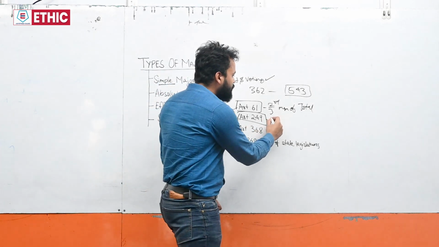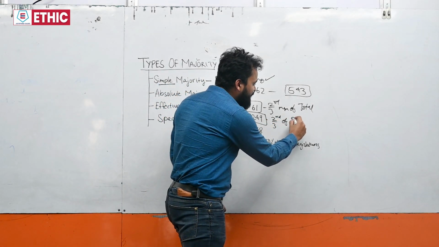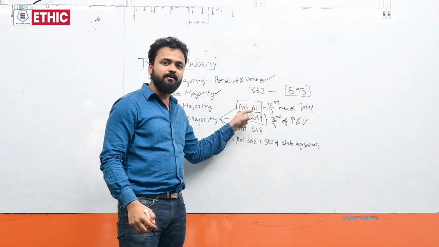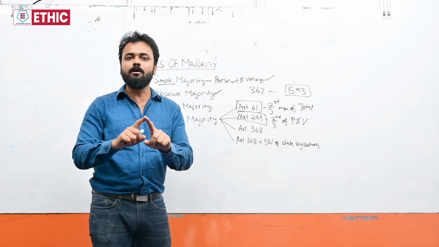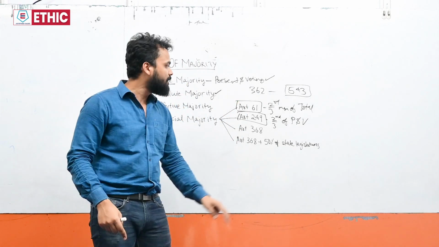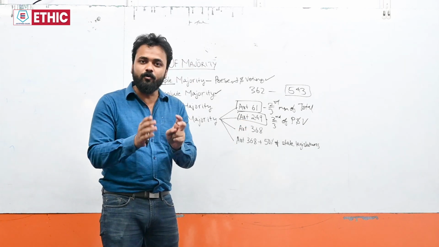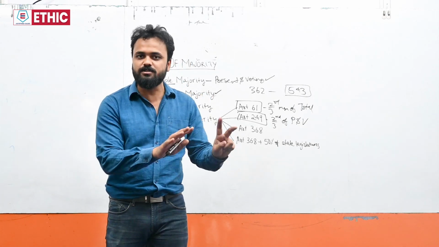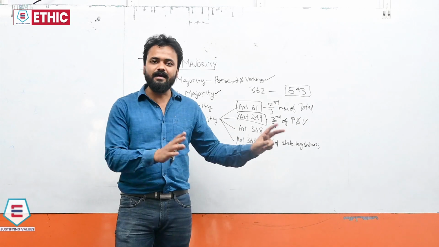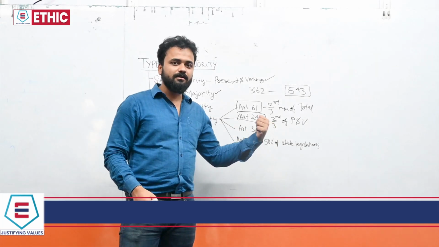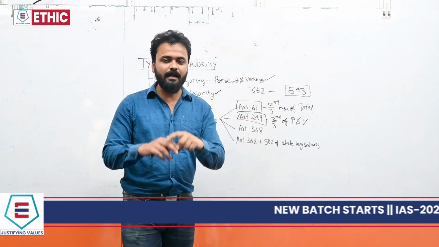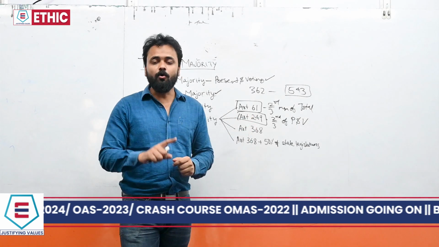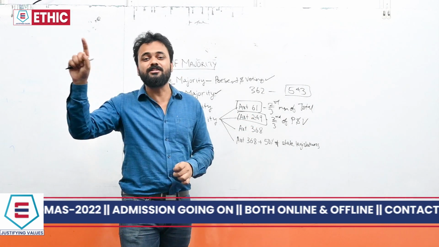249. This is the 2/3 of present and voting. So the basic difference between Article 61 and 249 is that Article 61 means 2/3 of total membership, 2/3 of 543 members of Lok Sabha. Article 249 means 2/3 of only the members present and voting. Suppose there are only 300 members present and voting in Lok Sabha today, you need 2/3 of that, which is 200. This is used by the Rajya Sabha. In fact, in Rajya Sabha the total membership is 245. This is used by Rajya Sabha to authorize the parliament to make laws in the state list.